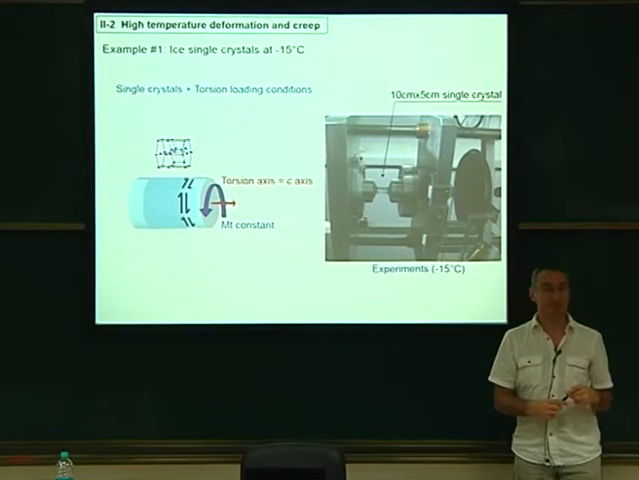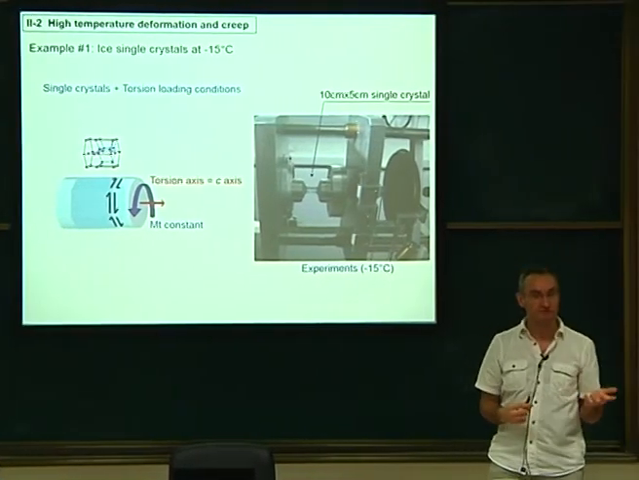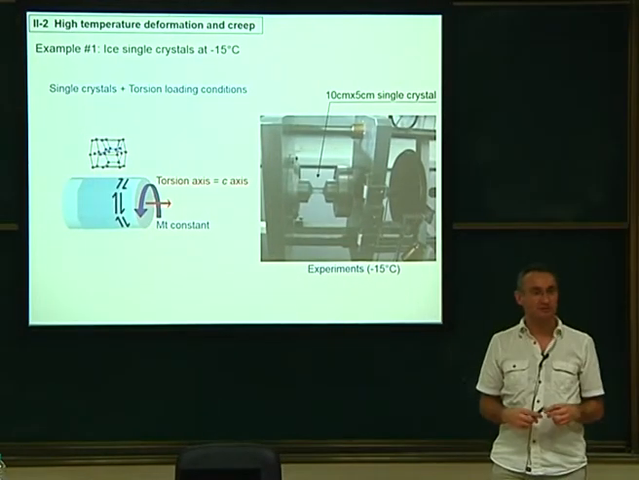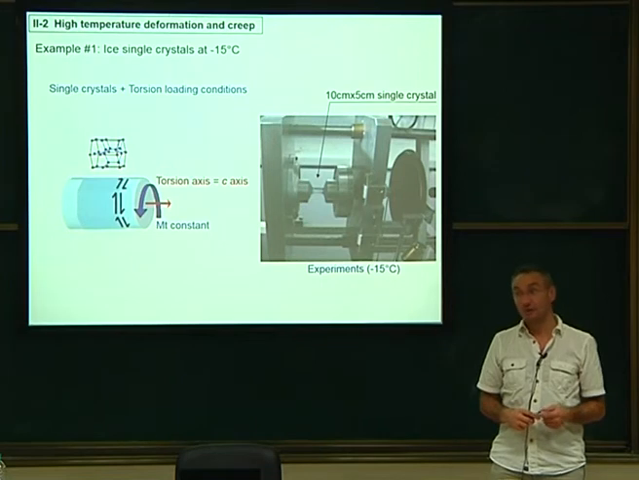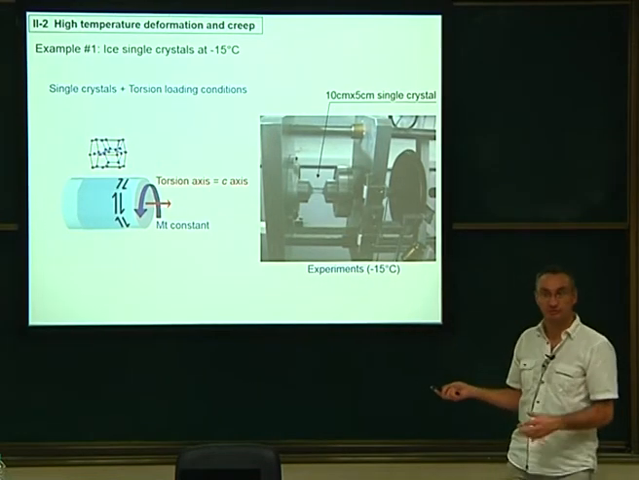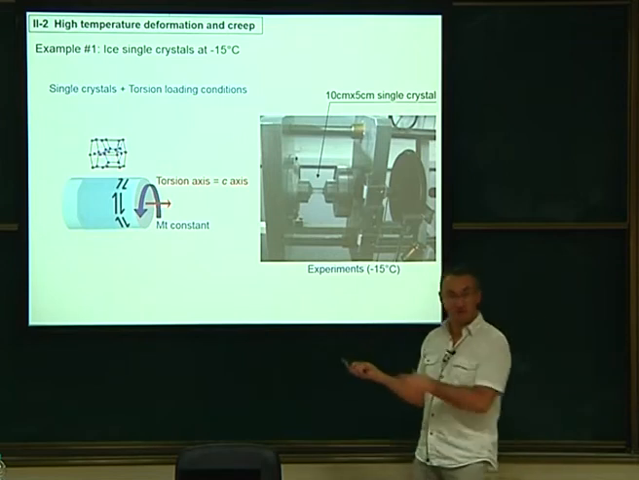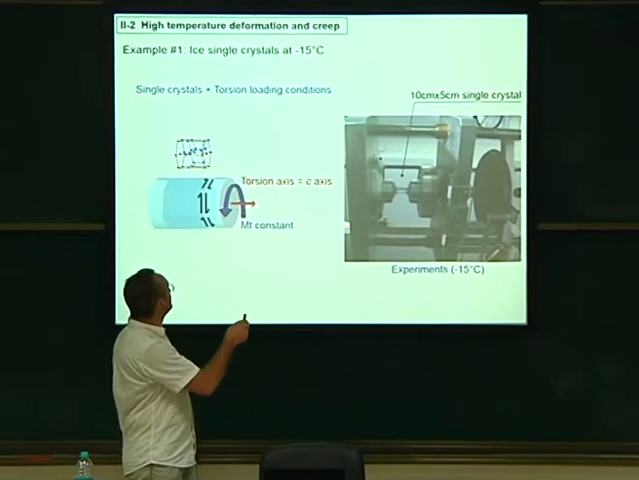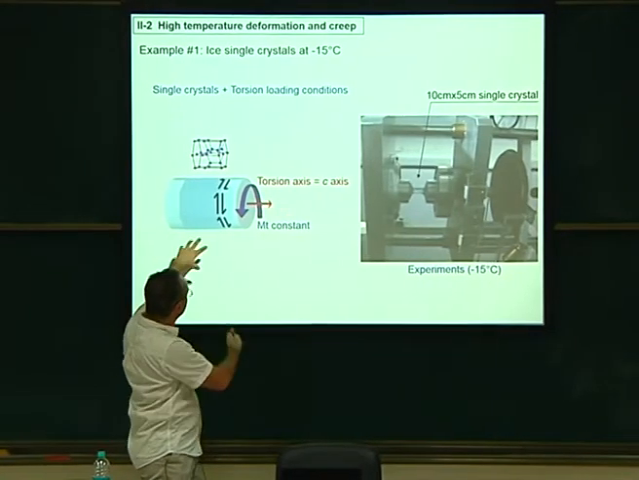And why is this a high temperature? What do you think, why is this high temperature? Because it's minus 20, I told you it's very cold. So why is this high temperature? It's very close to the melting temperature, yes, indeed. It's minus 20 compared to 0, so it's very, very close. So it's really a high temperature deformation mechanism here. So it's single crystal, C-axis, and torsion, like that.